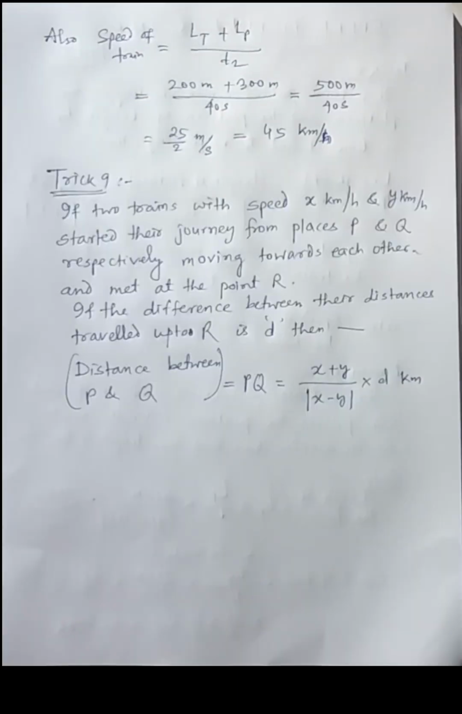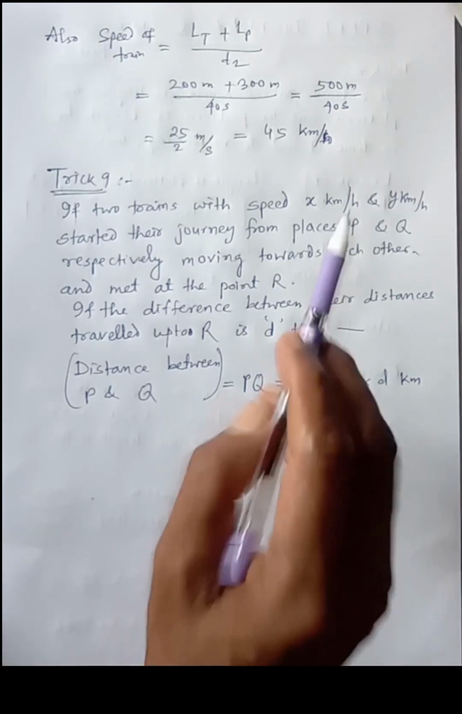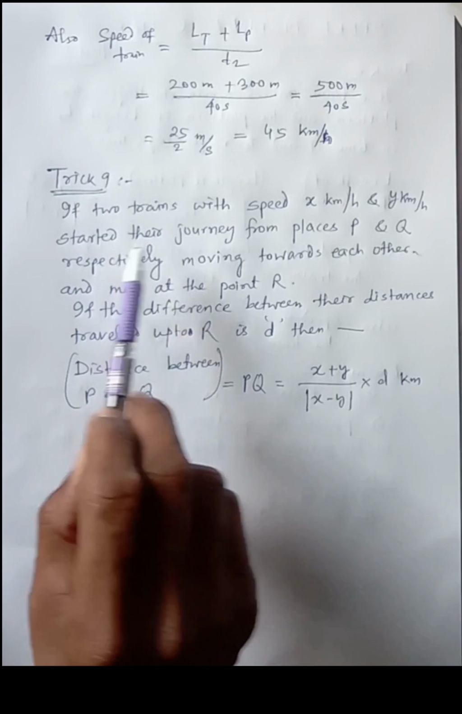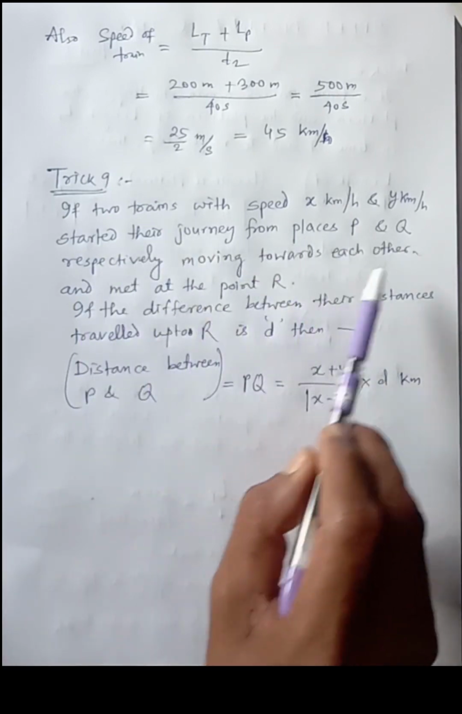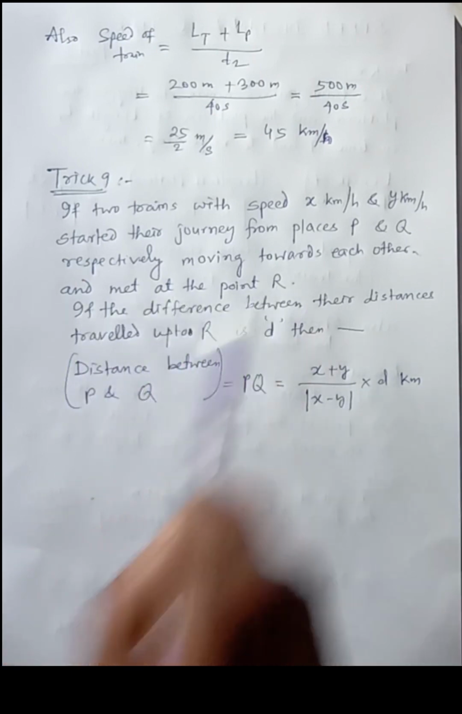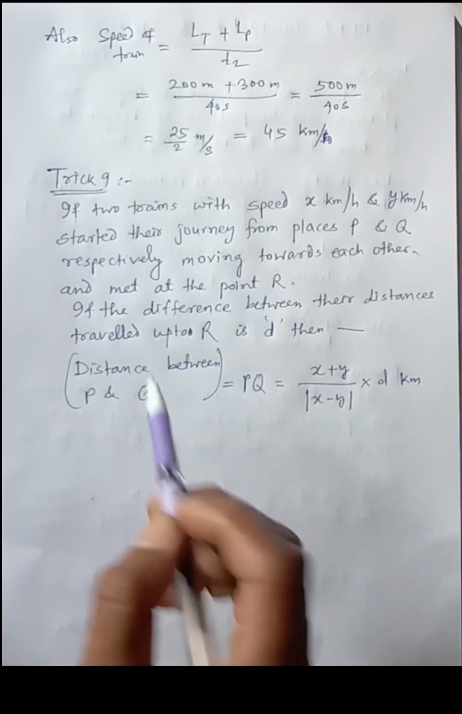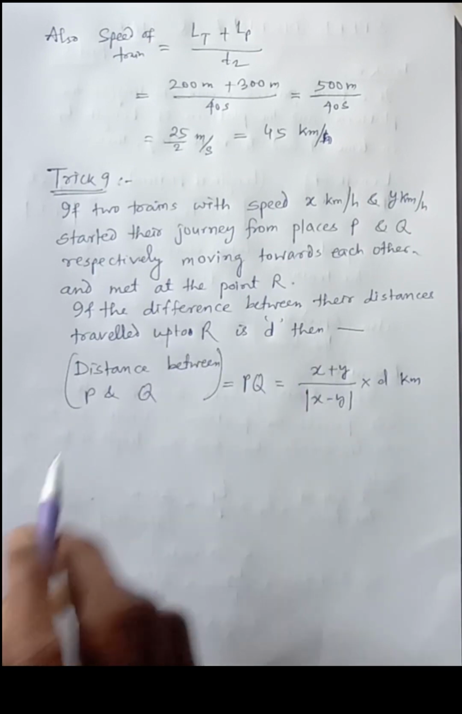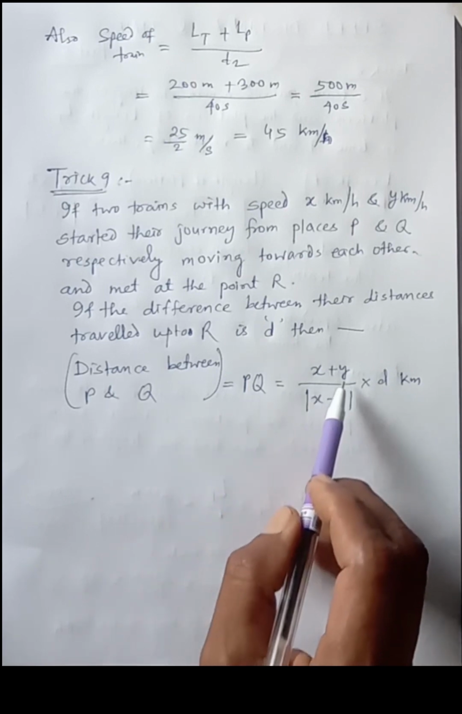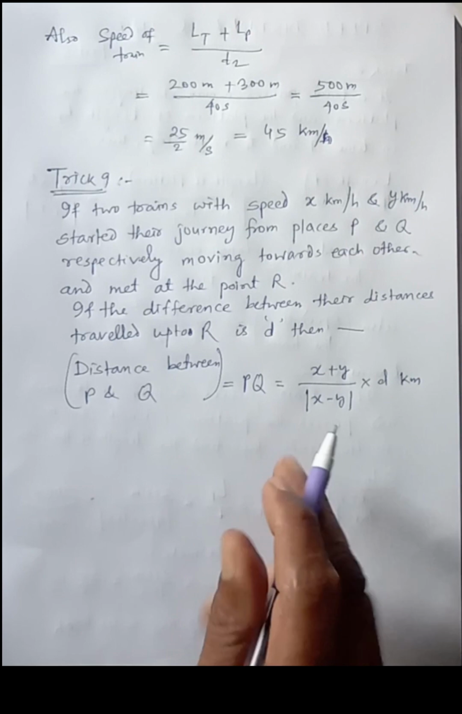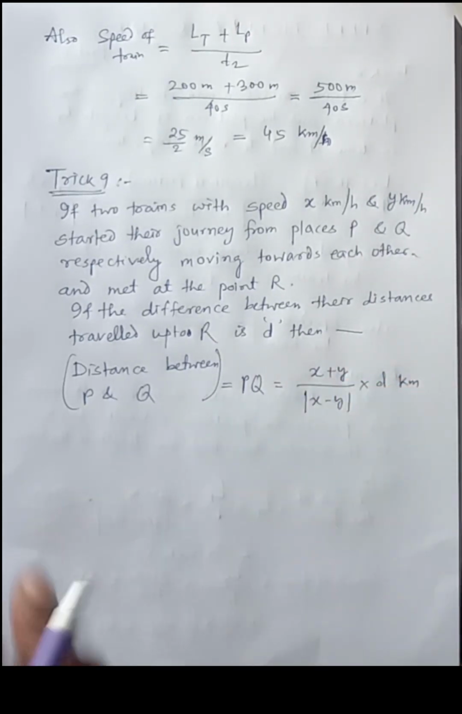Trick 9. If two trains with speed x kilometer per hour and y kilometer per hour started their journey from places P and Q respectively, moving towards each other, and met at the point R. If the difference between their distances travelled up to R is D, then distance between P and Q, or PQ, is equal to x plus y divided by absolute value of x minus y multiplied by D kilometer.